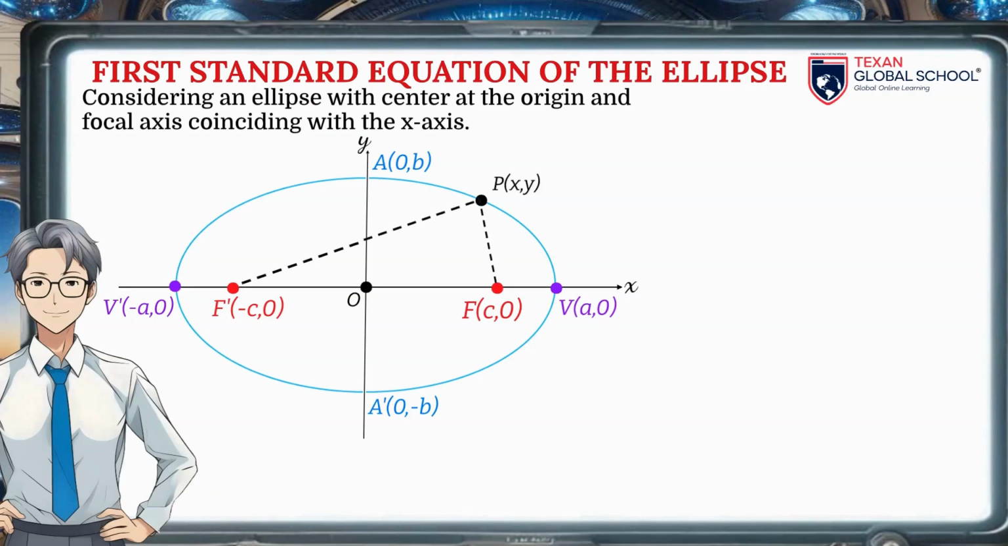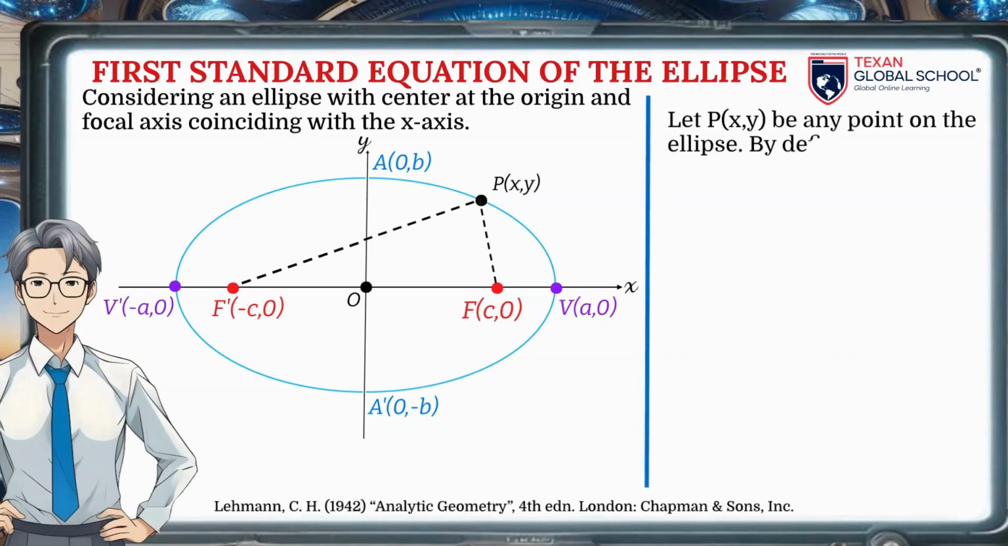If we define any point on the ellipse, P of coordinates (x, y), by definition of ellipse, the sum of their distances to two fixed points on the plane is always equal to a constant greater than the distance between the two points. Algebraically, this definition can be expressed as the distance FP plus the distance F'P equal to 2a, where a is a positive constant greater than c.